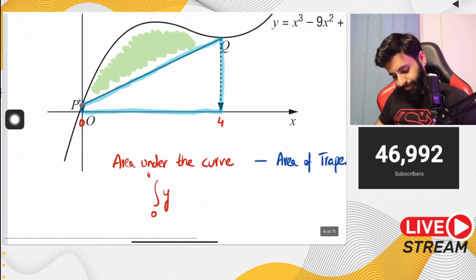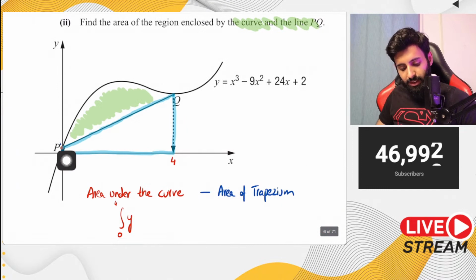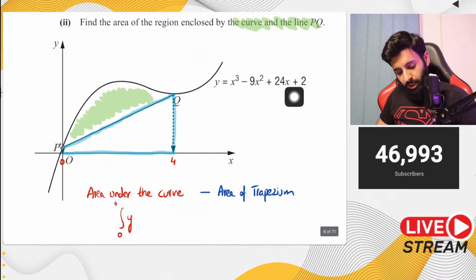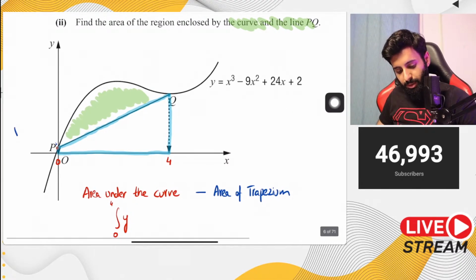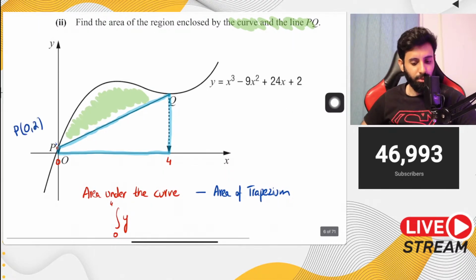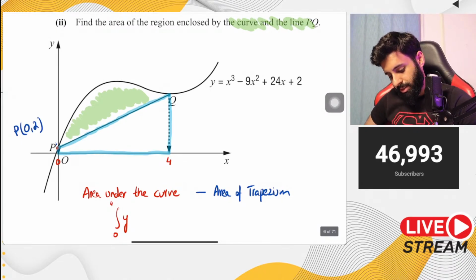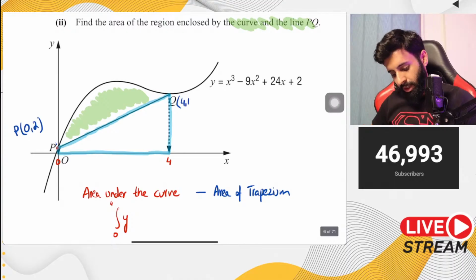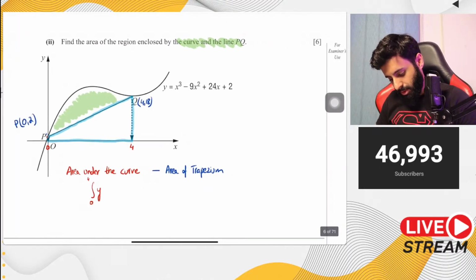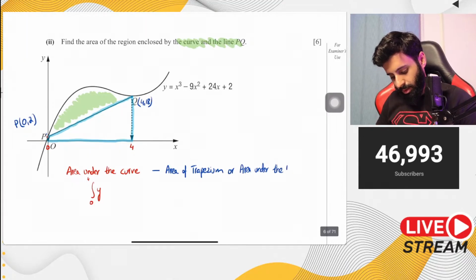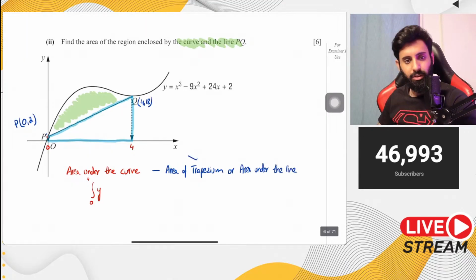In fact, since this point P is the y-intercept of the curve, and the y-intercept of the curve is 2, you can find the coordinates of P immediately, and they're going to be 0, 2. That will save us some time. And we also have the coordinates of Q, so let's write that down, 4, 18. Now remember, it's either the area of the trapezium or you can find the area under the line. My personal preference, like I mentioned, is to use the shape.